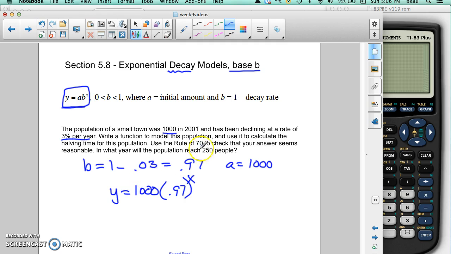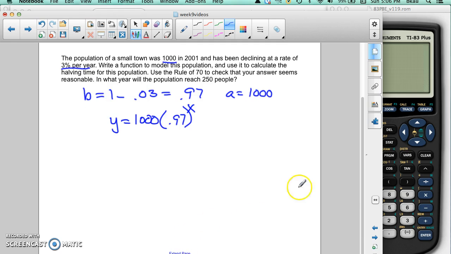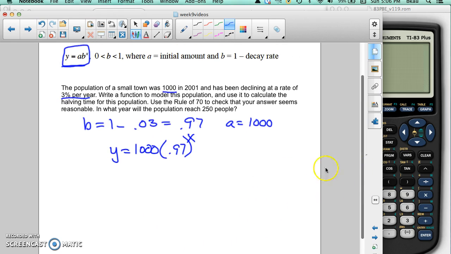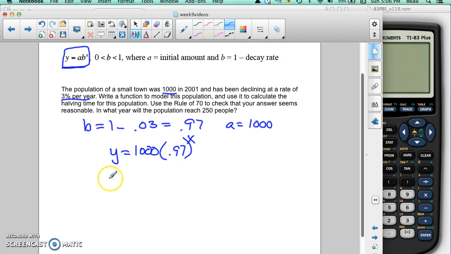Now, if you're doing halving time, that means you're going to have half as much. That means your population needs to go down to 500, if it starts at 1,000. So if we solve this equation for x, then we should get the time it takes to halve this population. We can double check that with the rule of 70, but let's figure this out first.